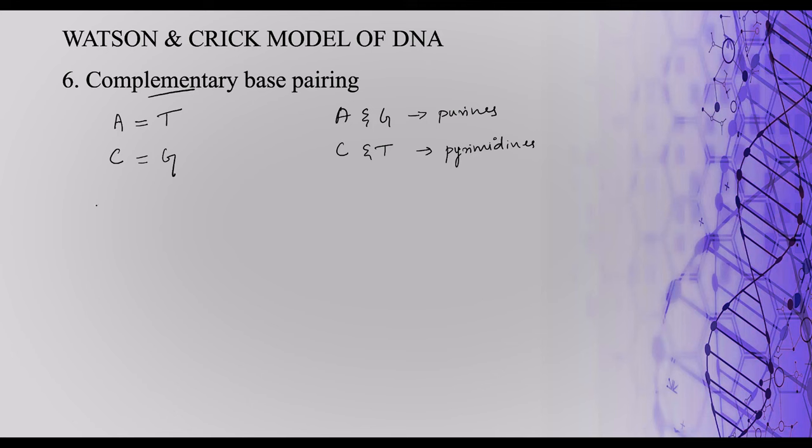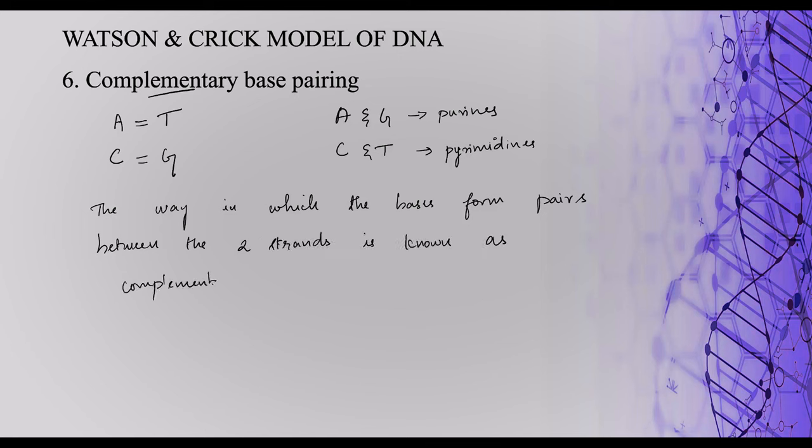So the definition of complementary base pairing is that the way in which the bases form pairs between the two strands is known as complementary base pairing. This base pairing is the pairing formed in the DNA double helix between purines of one strand and pyrimidines of the second strand. So this is called complementary base pairing. Let's see the next feature.